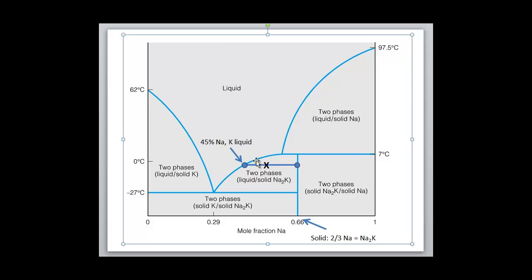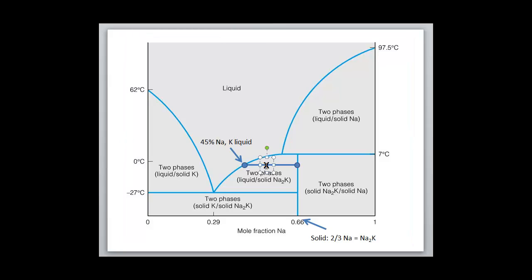Notice that the X is slightly closer to the liquid phase, and so that indicates that at the X, I have mostly liquid. If I were to shift this X to the right, that would indicate that I have mostly solid. So as I increase the mole fraction of sodium, it increases the amount present as solid.